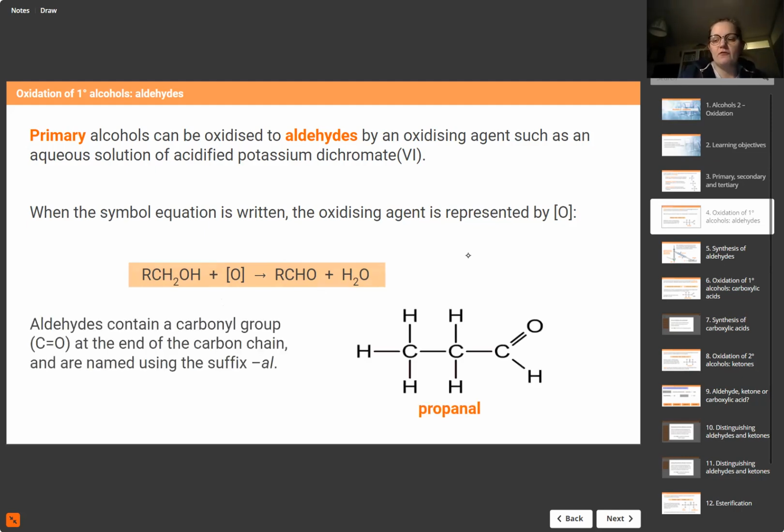Aldehydes we haven't come across before. You will have looked at them at GCSE. Aldehydes contain a carbonyl group, that's a carbon double bond oxygen at the end of the carbon chain, and all their names end in -al. So for example, propanal. So how do we synthesize these aldehydes then? We say we have to oxidize them, or how does this happen?